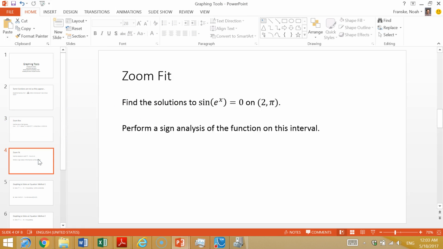Very cool. All right, find the solutions to sine e to the x, equals 0 on the interval 2 pi. Now, whenever you give it an interval, this is really interesting because there are a lot of ways to find those solutions.